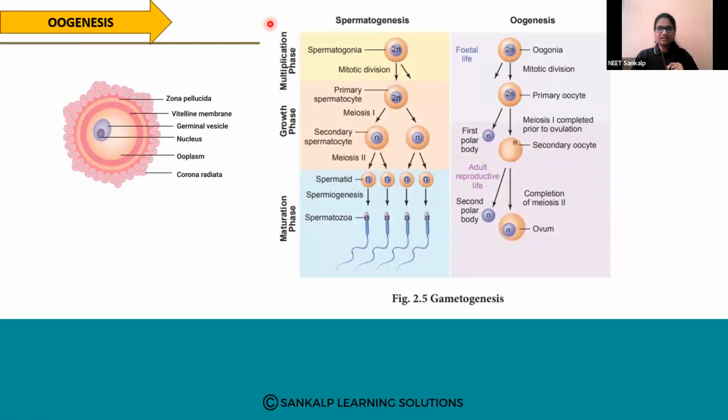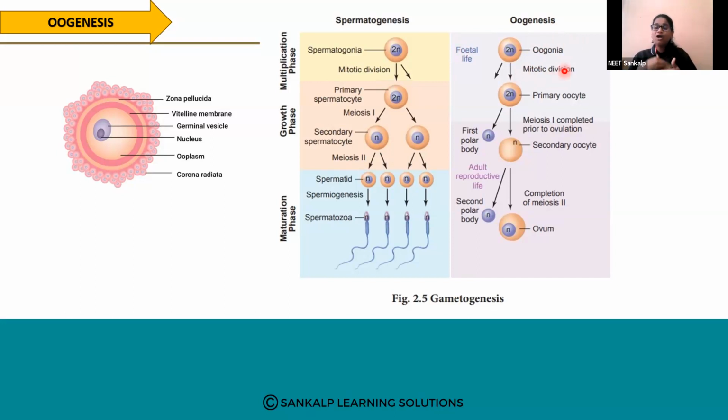Now we have the other process which is called oogenesis. So this is oogenesis, right? Here it says fetal life. What is fetal life? The oogenesis occurs when the baby girl, for example, I have a daughter, okay? My daughter's oogenesis occurred when she was in my womb. So the oogonia is present in the fetus. This oogonia undergoes mitotic division.